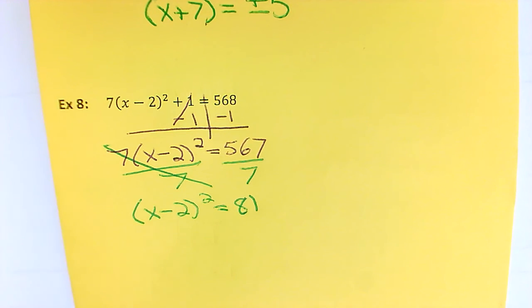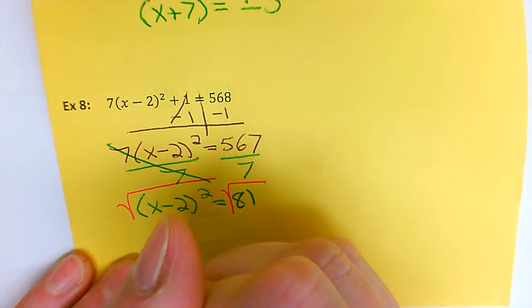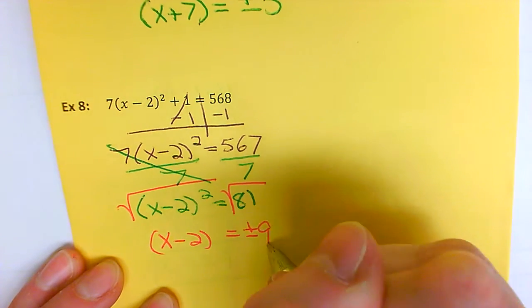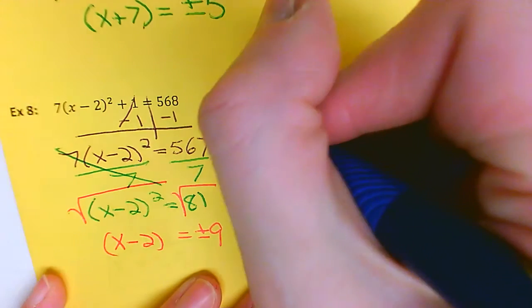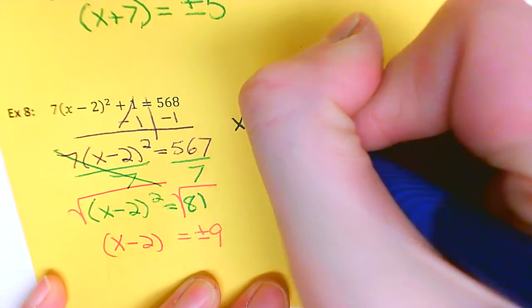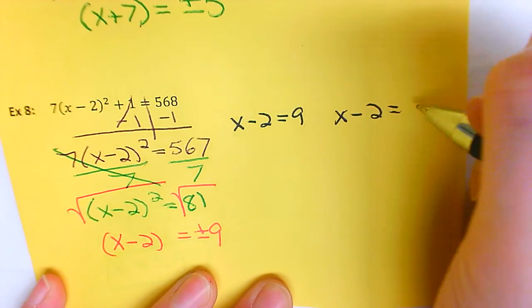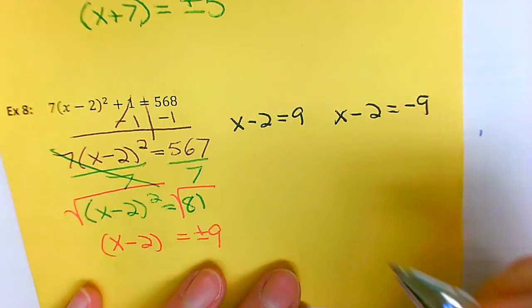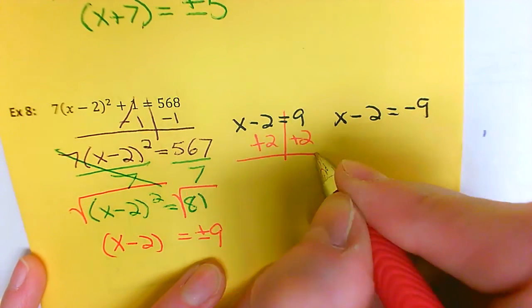Okay. Now that I do have that set of parentheses by itself, I can take the square root of each side, and that'll give me x minus 2 is equal to a positive and a negative 9. You've taken the square root, so now let's go over to the side. I'm going to break the problem apart. So x minus 2 either equals a positive 9 or x minus 2 equals a negative 9. Okay. In order to finish solving this one, I've got to get rid of the negative 2. I'm going to add it to each side.